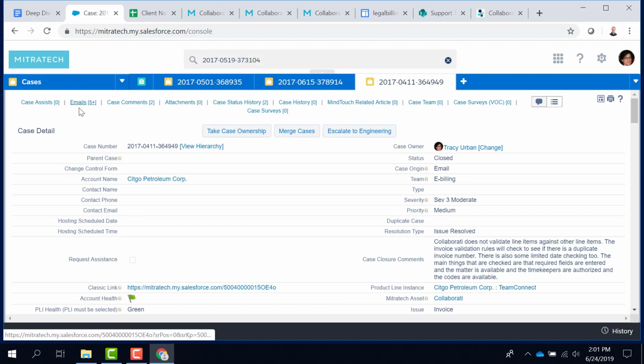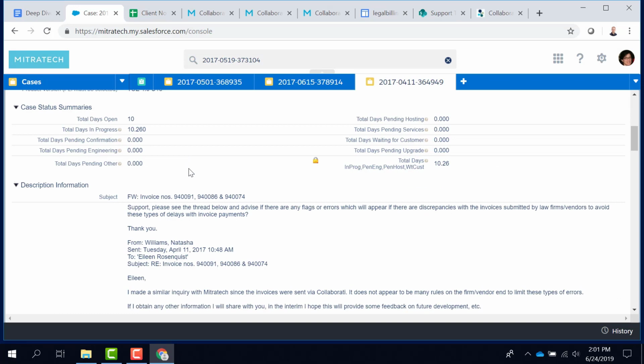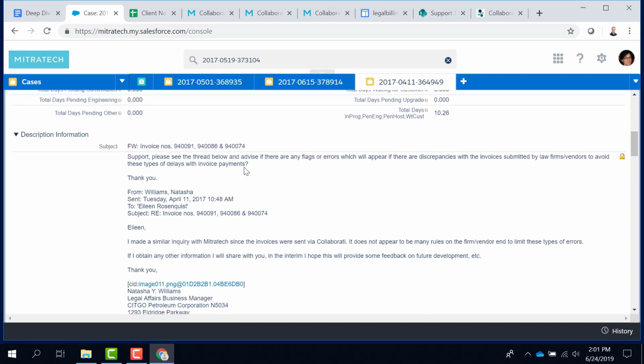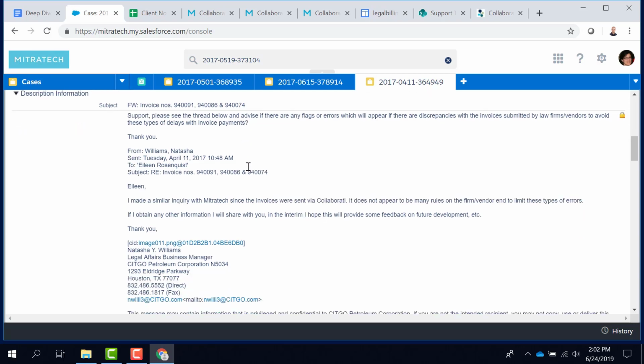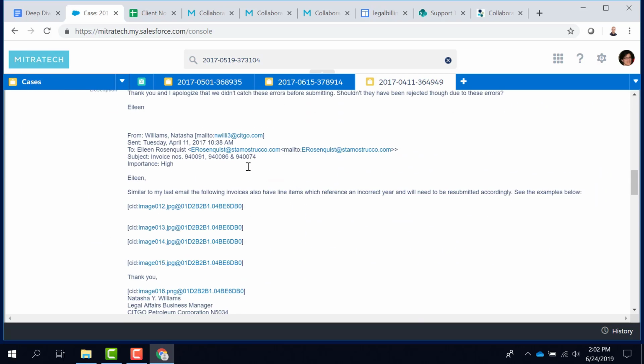All right, so on this one, this looks like it's from Citgo. Please see the thread below. Advise if there's any flags or errors which will appear if there are discrepancies with the invoices submitted, to avoid these types of delays for payment.